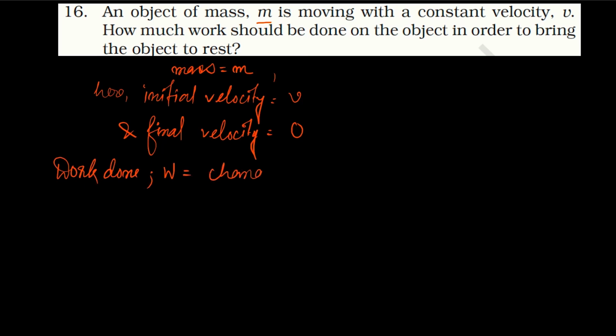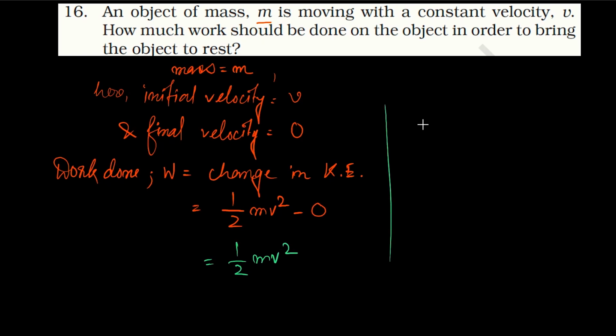We know the work done, that is W is equal to how much? Change in kinetic energy. Right? So what will be the change in kinetic energy? Half of mv square minus the second velocity is 0. So the kinetic energy obviously will become 0. So now what will be the answer? Work done will be half of mv square. So what you can write?